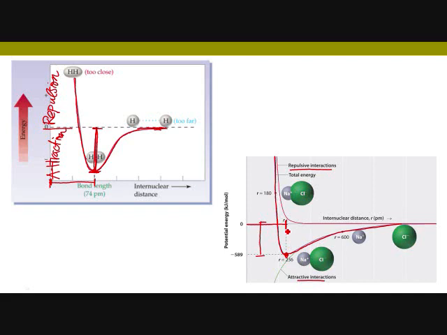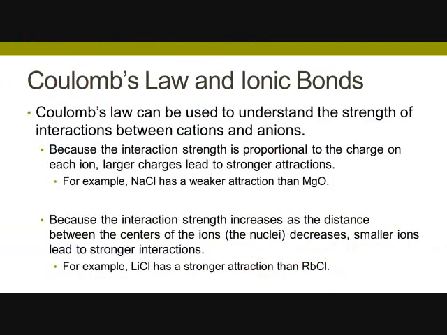Okay, so these graphs are nice because they help us to show where that happy medium is, where that spot is where they're not too far away and not too close, where the two atoms or ions are in that perfect sweet spot. Coulomb's law can be used to understand the strength of interactions between cations and anions.